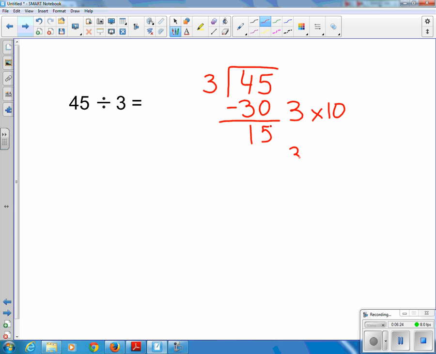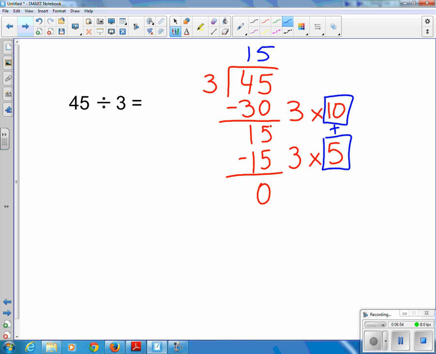Now, can I get a number that multiplied times 3 gets me closer to 15? Yes, we do. We have 5. 5 times 3 is 15, and 15 minus 15 is 0. So we're not going to have a remainder. And what is our quotient? Remember, add the factors that you use to multiply your divisor, your 3. So you multiply times 10 and times 5. And 10 plus 5 is 15. So 15 will be your quotient.